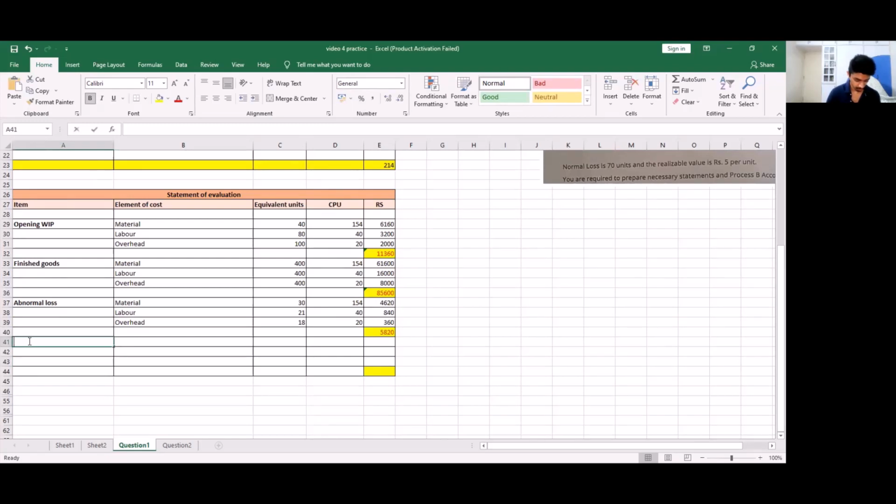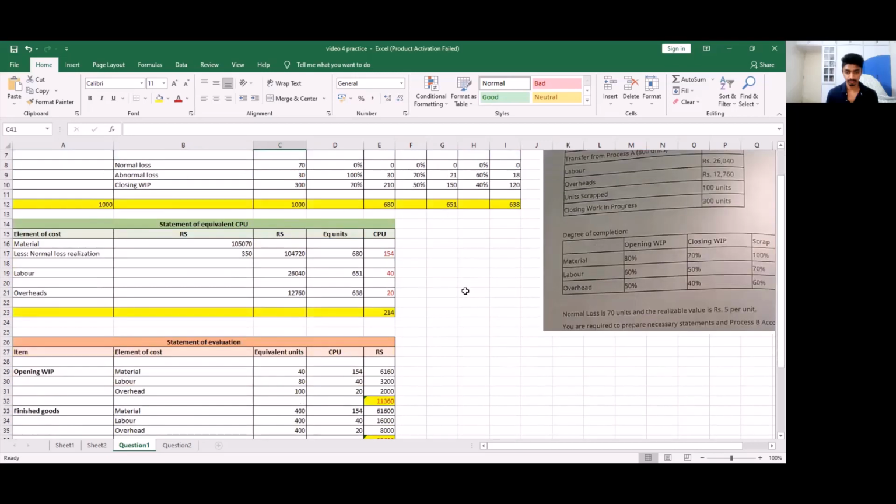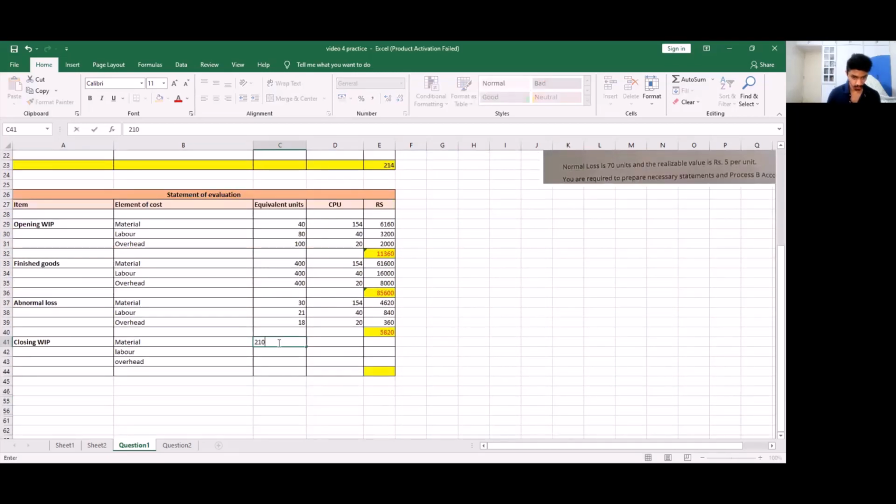Lastly, we have our closing work in progress. Again, we have material, labor, and overhead. Let's go look at the units. So for materials, our unit is 210. For labor, our unit is 150. And for overheads, it is 120. So we have 210, 150, and 120. We can check these again just to be sure.